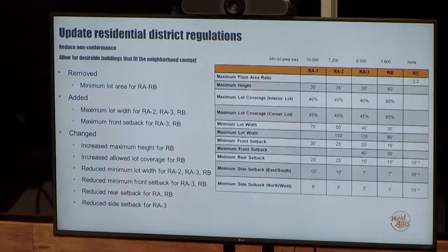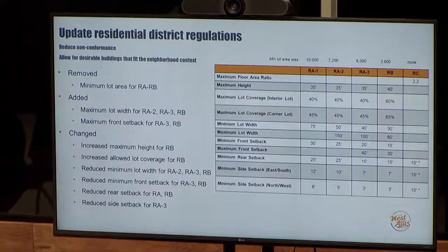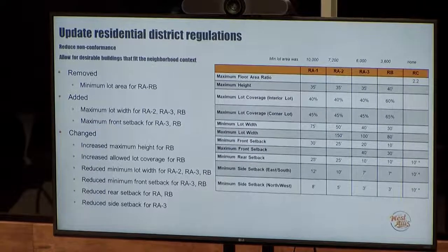And then also we're introducing maximum lot widths, not to exceed certain numbers. In terms of the maximum lot width, in the RA district, we don't have a maximum, but in the case of RA2 and RA3, you see the maximums are pretty generous.